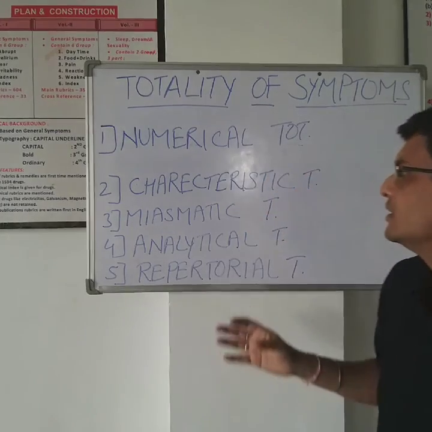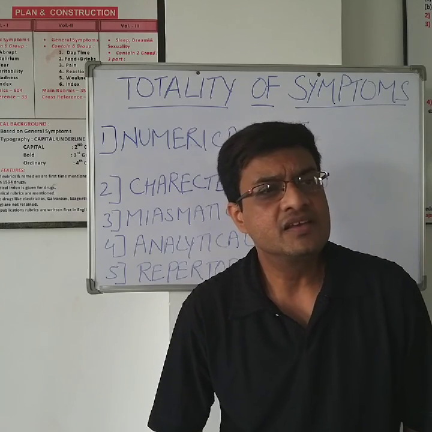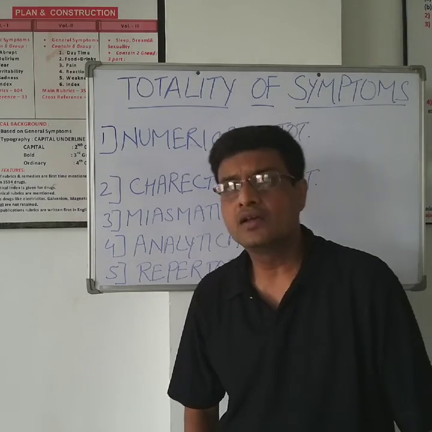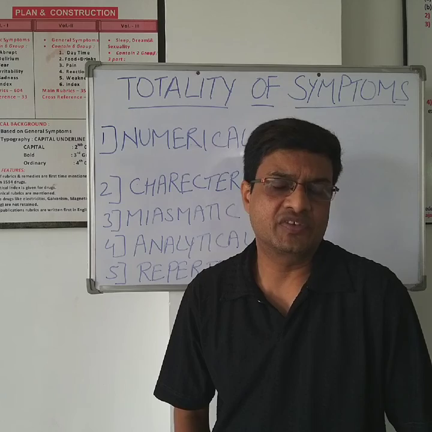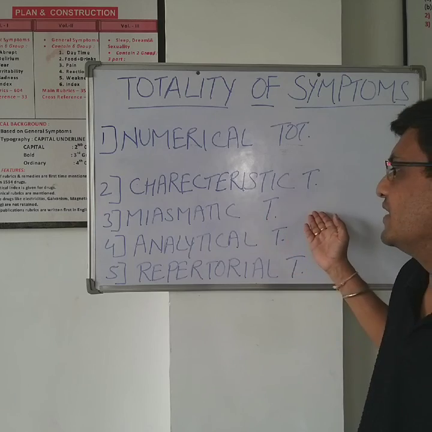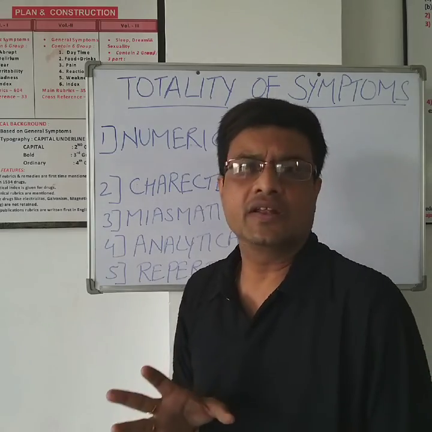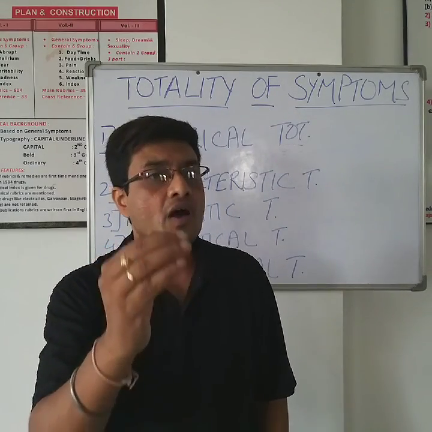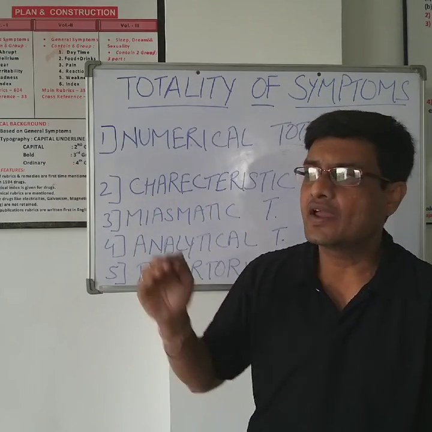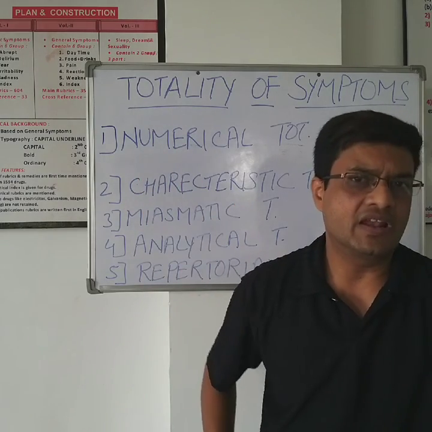Now third is miasmatic totality. Miasmatic totality is a list of symptoms grouped according to psora, syphilis and sycotic symptoms. This becomes the miasmatic totality. Suppose in numerical totality, for example, 30 symptoms are there. So out of 30 symptoms, how many symptoms belong to psora? How many symptoms belong to sycosis, and how many symptoms belong to syphilis? That becomes the miasmatic totality, right?